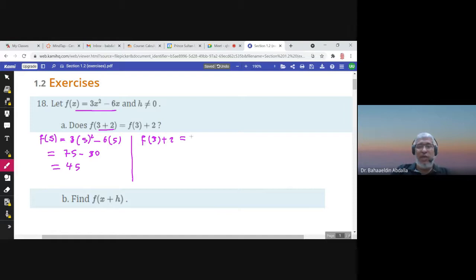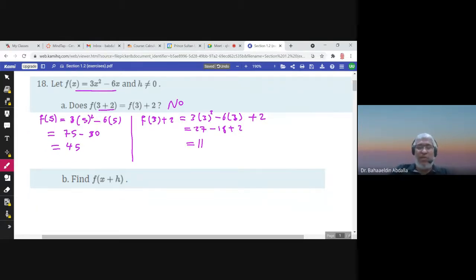So what is f of 3? I replace x by 3: 3 squared minus 6 times 3. So this is f of 3, and then I add 2. So this is the difference when we write 2 inside or outside. Here 3 squared would be 9 times 3, this is 27, minus 18 plus 2. And when you add 27 minus 18 plus 2, the answer is 11. So the answer here is no, they are not equal, they are different from each other.